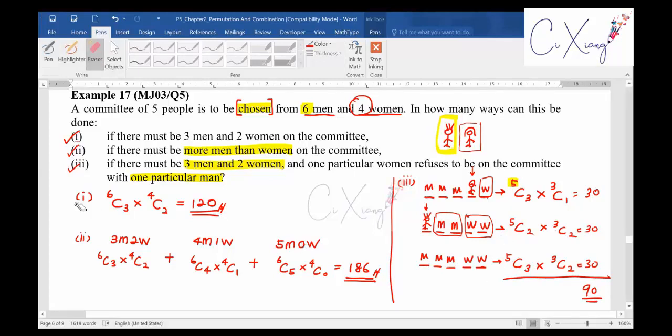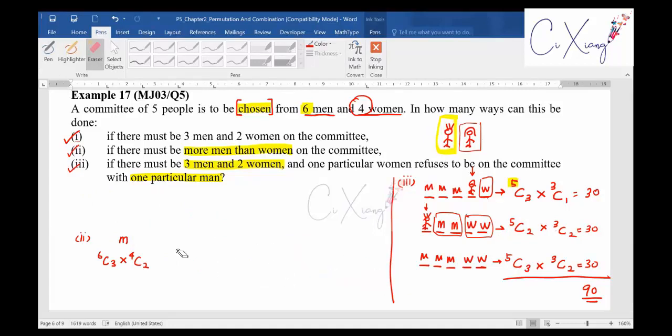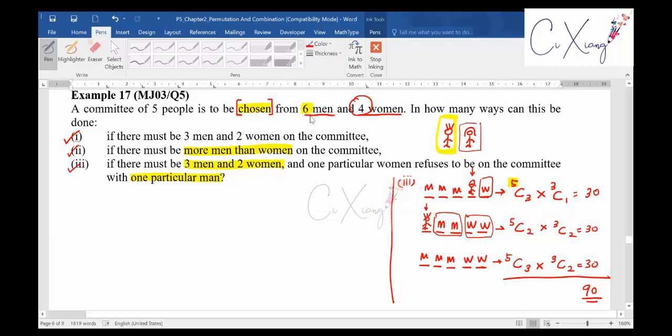Okay, so this is the way that we do it. Hopefully you understand. And then some students will say, can I have other ways to do it? Okay, if you want to use another method, also can. So I will show you another method here. Some students will say, how about if I straight away make sure that this special man and this special woman are in the committee, and then after that I take the total minus this, also can.